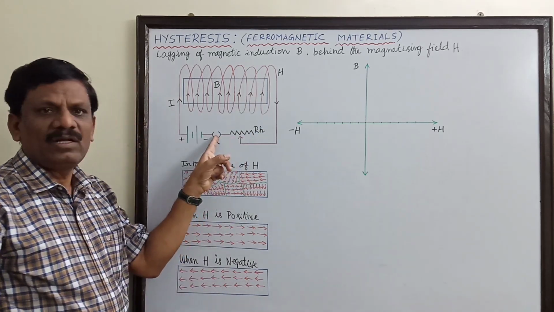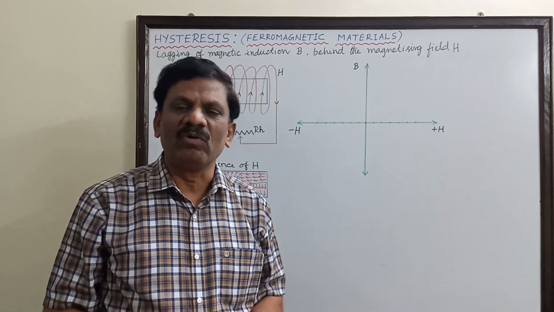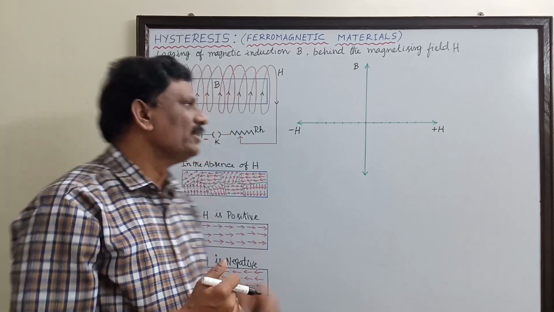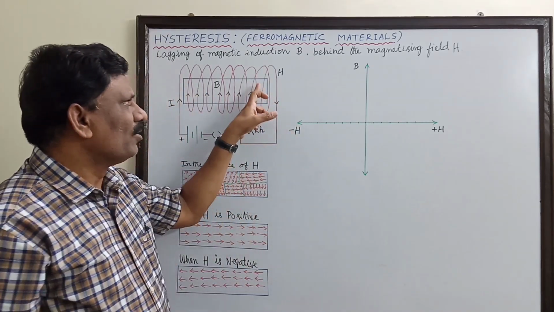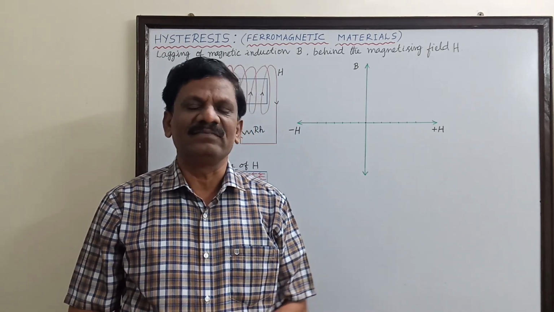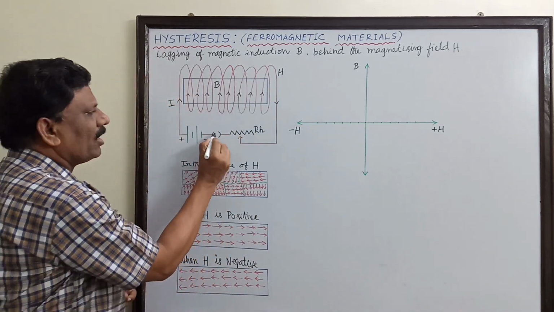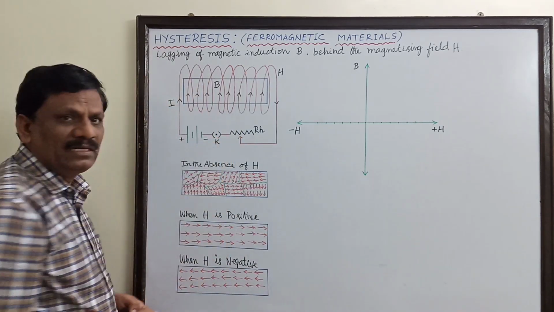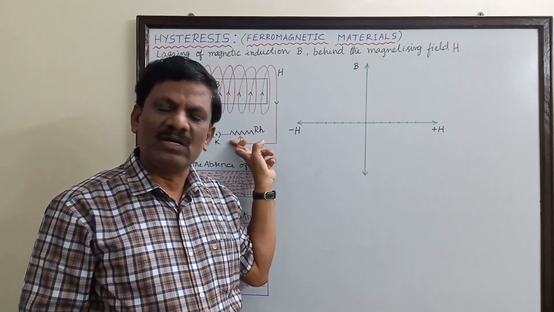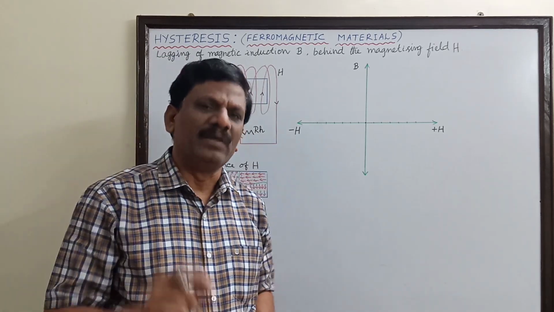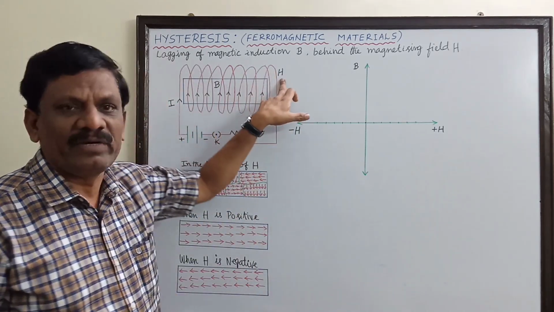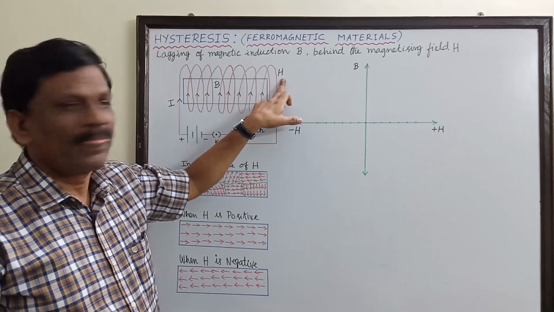Now the key is open. No current can flow through the coil, is it not? In such a situation, when no current is flowing through this coil, the ferromagnetic substance placed along its axis cannot attain any magnetic induction. However, if I close the key and adjust the rheostat so that a minimum current is passed through the coil, then corresponding to the minimum current, some magnetizing field will be established in the solenoidal coil. That is called H.